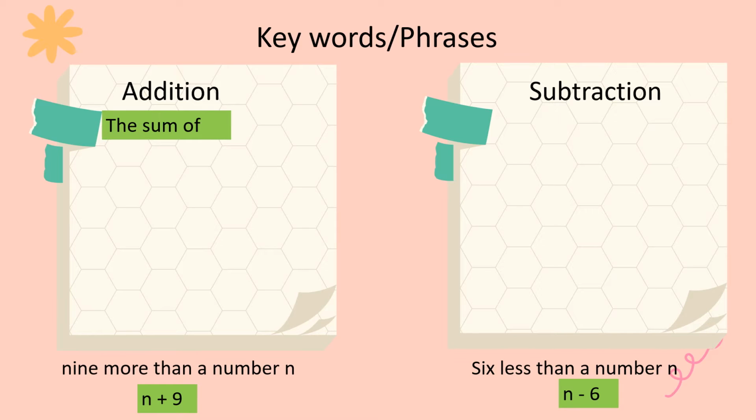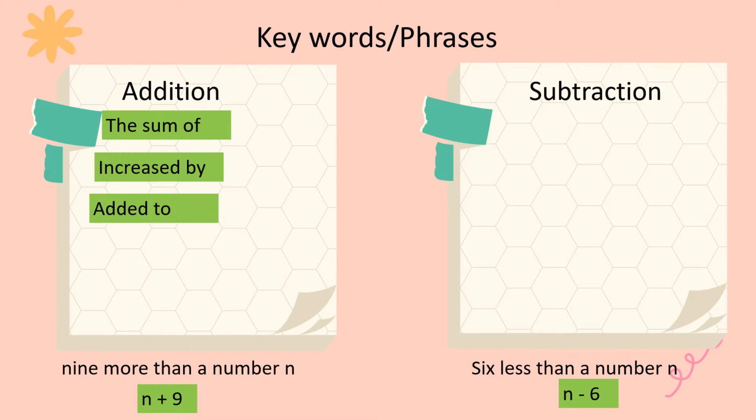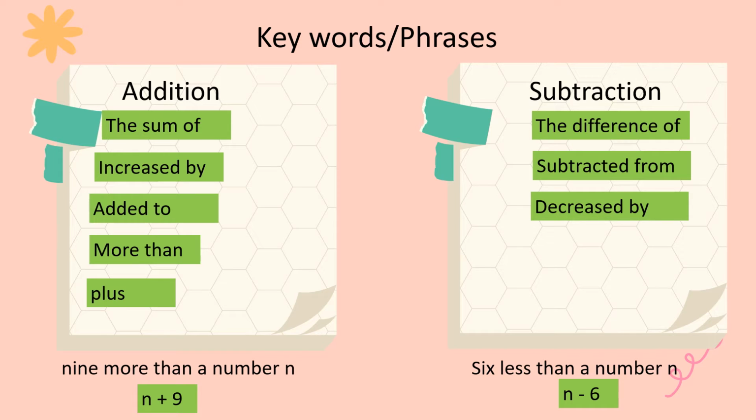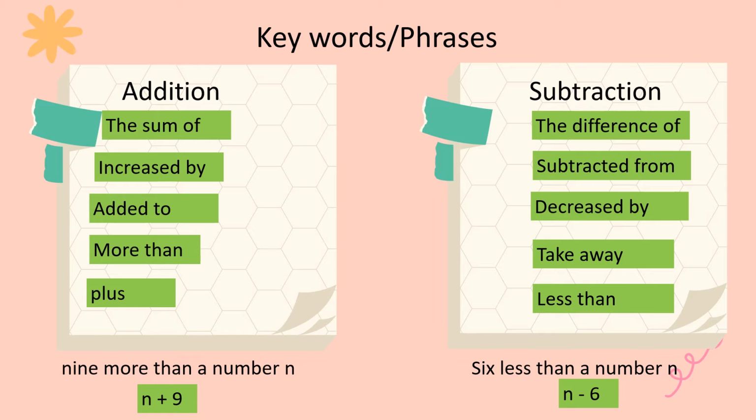We have the sum of, increased by, added to, more than, plus. So all of this means addition. For subtraction, we have the difference of, subtracted from, decreased by, take away, less than, or you can also add here minus. All of this means you're going to subtract. So let's have an example here. I want you to focus on this because this is quite tricky.